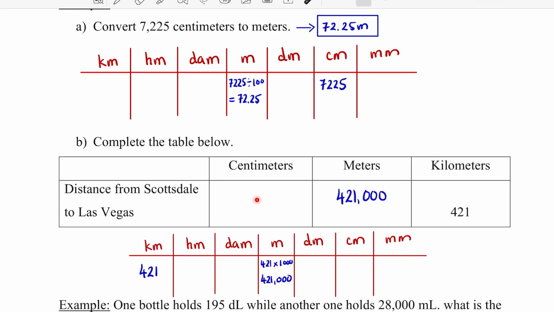And I want to fill in the blank for centimeters. So meters is 100 times larger than centimeters. So in order to convert from meters to centimeters, I'll take 421,000 times 100. And I get 42,100,000.